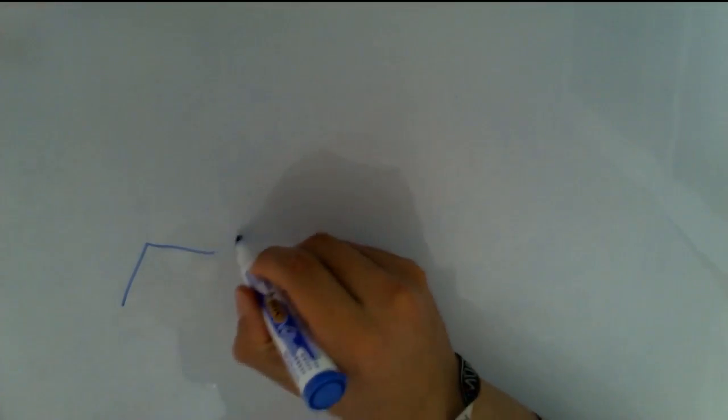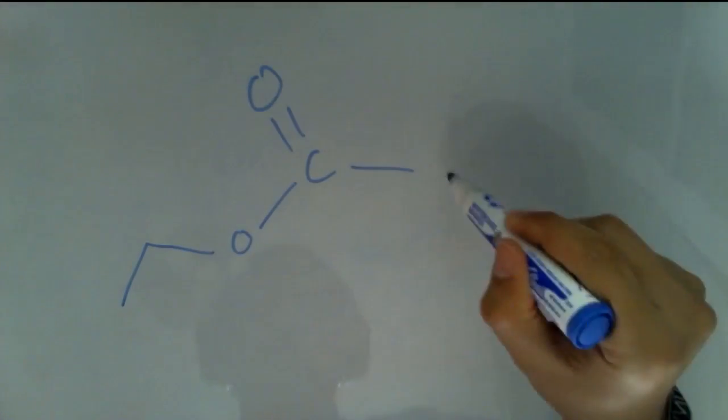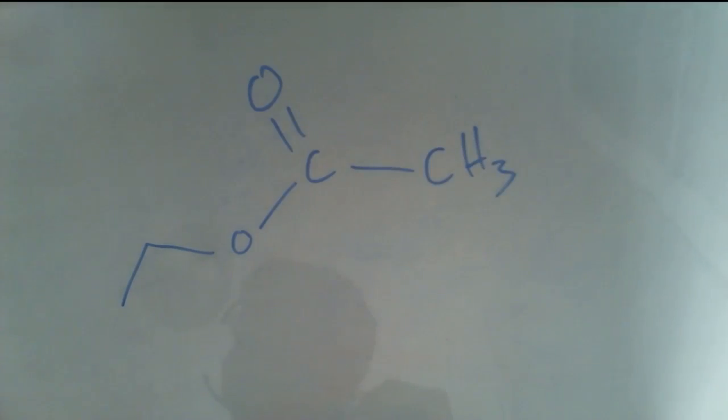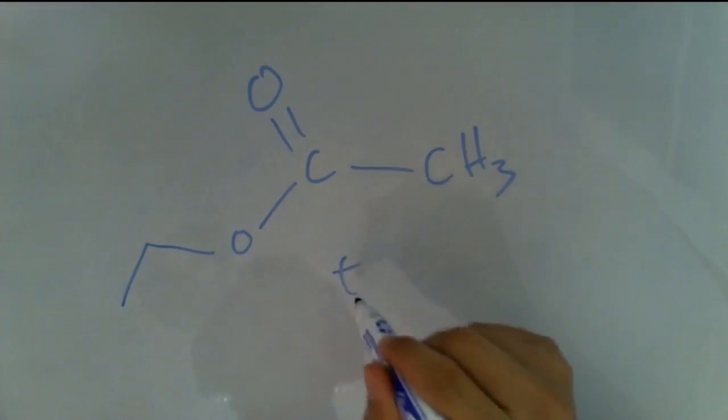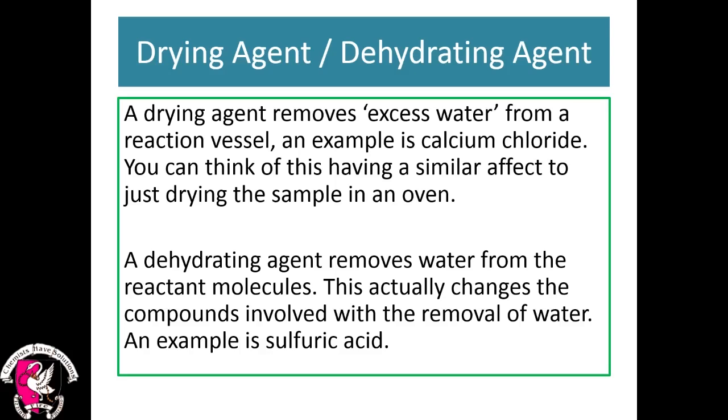And for the second one, we've got our ether link here, our carbonyl part. So there's our ester attached to our CH3. And in this case we'll also get water as our small molecule. So hopefully that was clear.